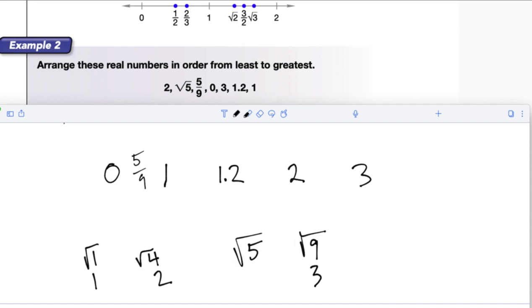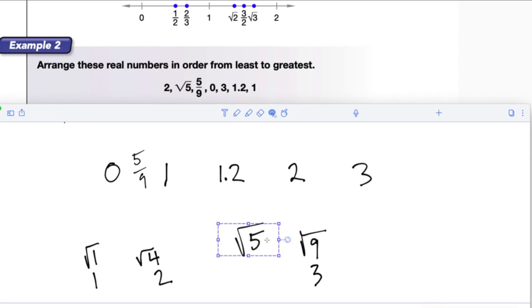And with that understanding, even though I don't know exactly what it is, I'm going to put it between 2 and 3. So that's how I'm going to organize my answer. My answer is 0, 5/9, 1, 1.2, 2, square root 5, and 3.